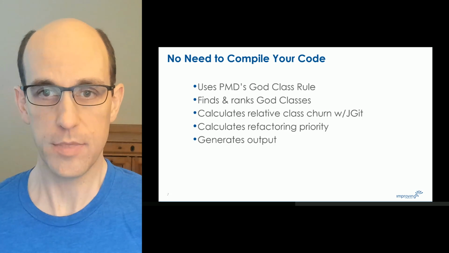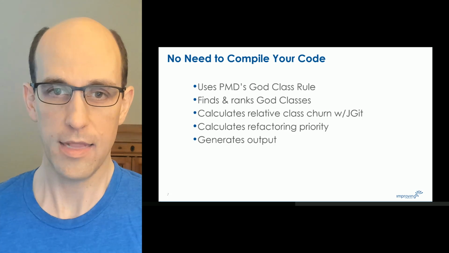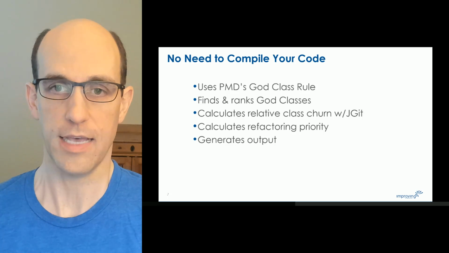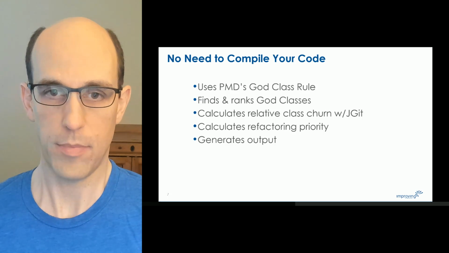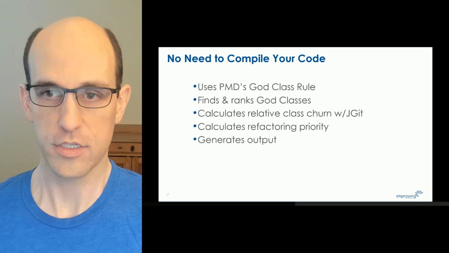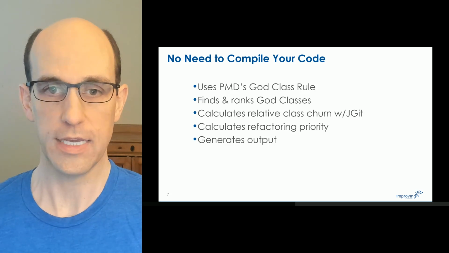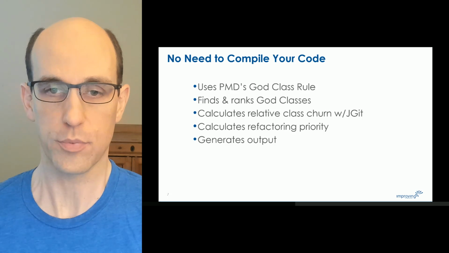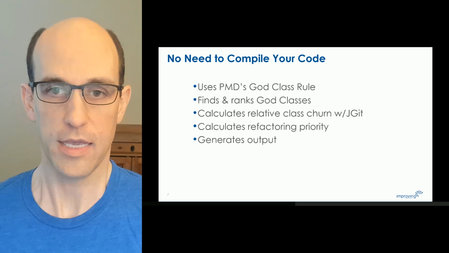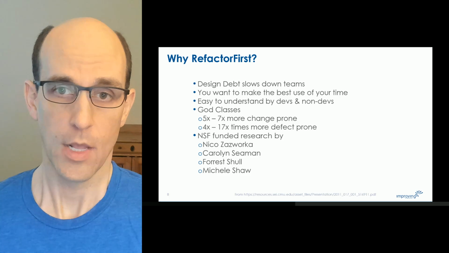It uses PMD's God class rule, which scans the source, and then it will find and rank the God classes that it discovers based on the PMD rule. And then it will also calculate the relative class churn using JGit. And then once it's calculated both of those, it calculates the refactoring priority and then generates the output that you've seen earlier.